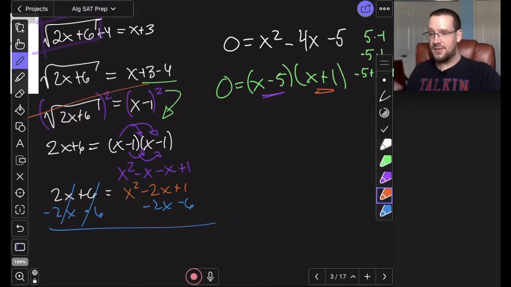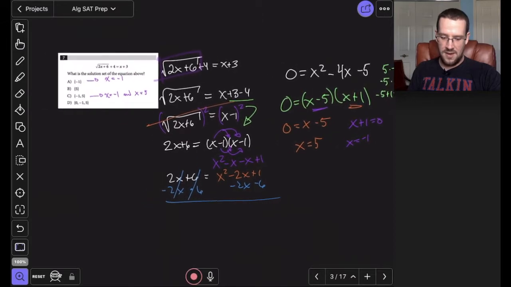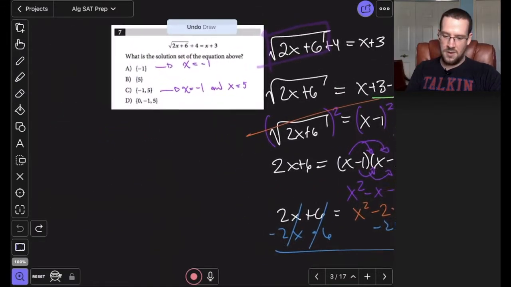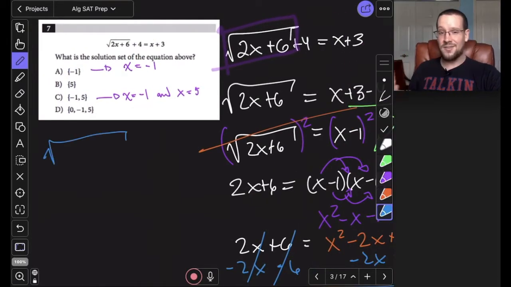Something minus 5 is 0. What number is that? Well, it's 5. Something plus 1 is equal to 0. What number is that? -1. Now let's go and see which one of these values we have. Oh, look, it's C. Oh, wait a second. What I'm going to do is plug these values in because the square root has a really specific stipulation.